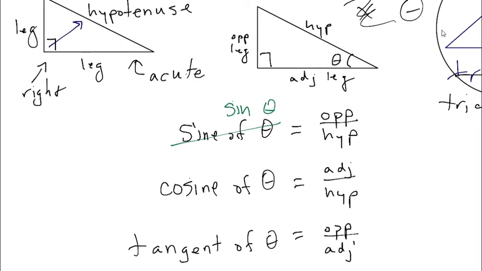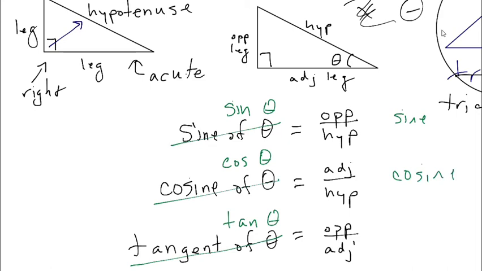Sine of theta. Cosine of theta. I will key your car if I hear you say cos. And tangent of theta. If you say tan, I'll survive. I won't key your car. But I would prefer that you say tangent. It's pronounced sine, cosine, and tangent.